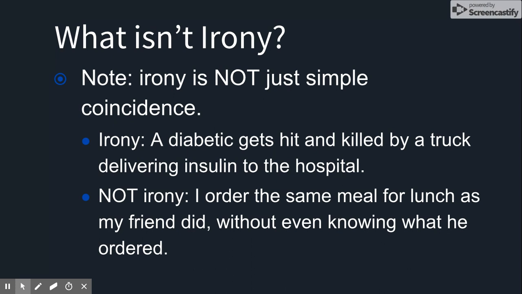Irony is not just a simple coincidence, and it's often misused. Irony: a diabetic gets hit and killed by a truck delivering insulin to the hospital. What's not ironic is if I order the same meal for lunch as my friend did without even knowing what he ordered. That's just called a coincidence. It's just something that happened.